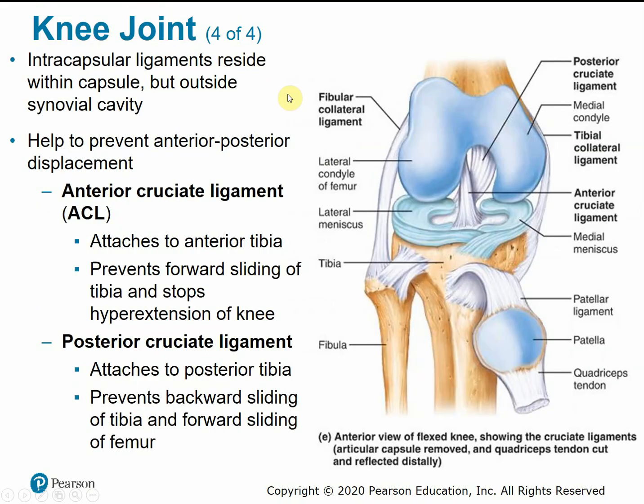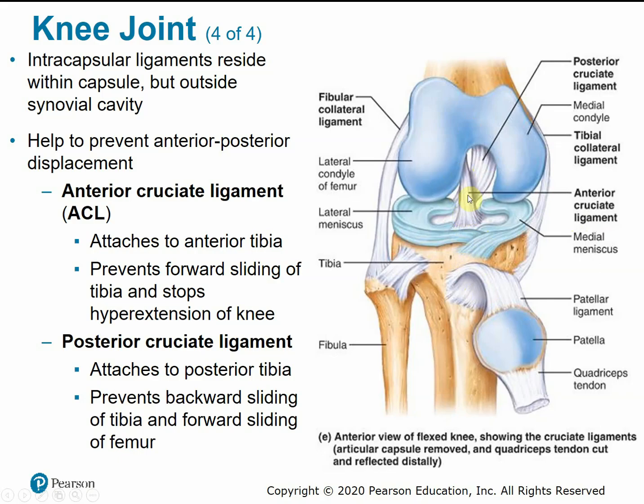Within the joint capsule, we also have intracapsular ligaments to help prevent joint displacement. So the 2 main intracapsular ligaments are your anterior cruciate ligament, or the ACL. Right? So cruciate, think that it's crucial to keeping these bones attached. So it's going to attach to the front, or the anterior, of the tibia, and it's going to prevent the hyperextension of the knee, or the tibia from sliding forward, right? Stretching forward. So this is a common injury in athletes.